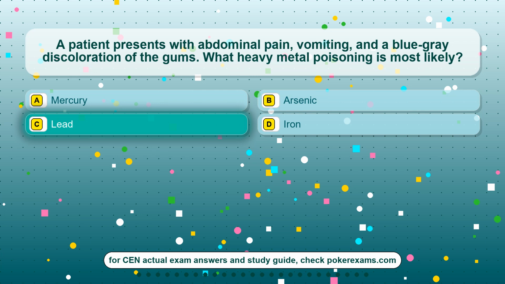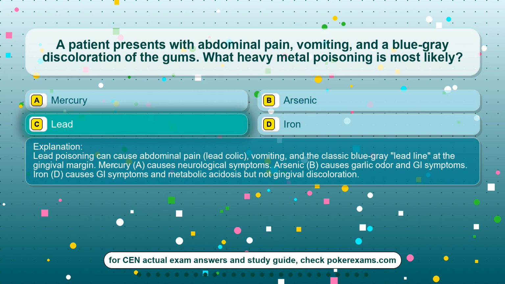The correct answer is option C, lead. Lead poisoning can cause abdominal pain, lead colic, vomiting, and the classic blue-gray lead line at the gingival margin. Mercury, A, causes neurological symptoms. Arsenic, B, causes garlic odor and GI symptoms. Iron, D, causes GI symptoms and metabolic acidosis but not gingival discoloration.